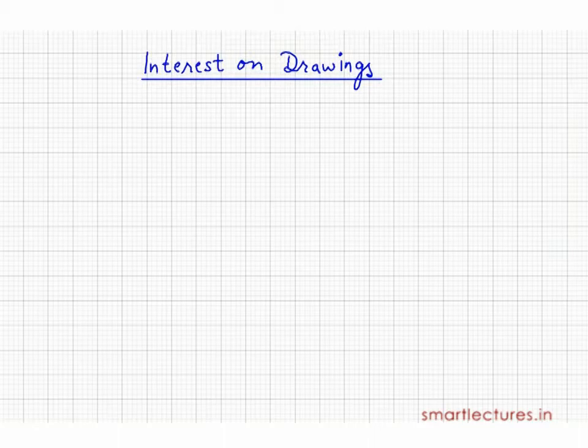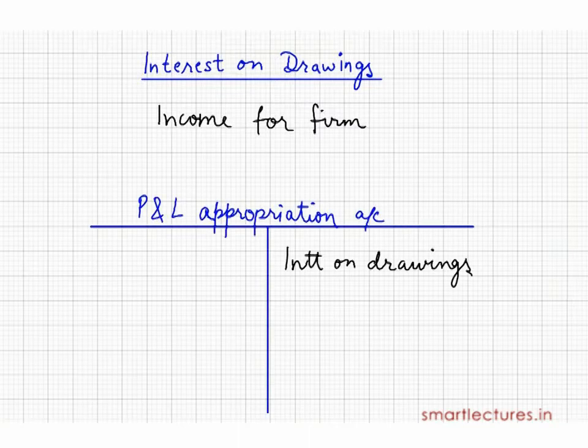One thing more, I would like to explain that interest on drawings is income for the firm. You already know. So naturally it should always be shown on the credit side of the profit and loss appropriation account. I'll explain later what is the meaning of profit and loss appropriation account. For the time being, you can assume that it is always shown on the credit side because this is the income for the firm.